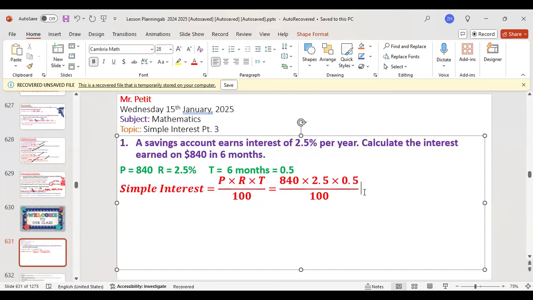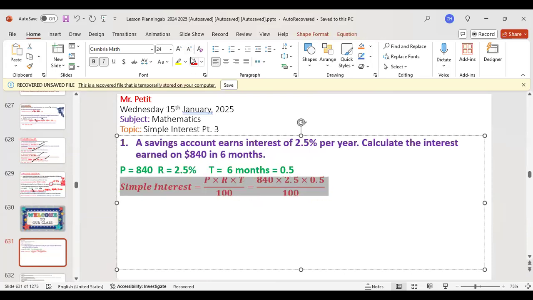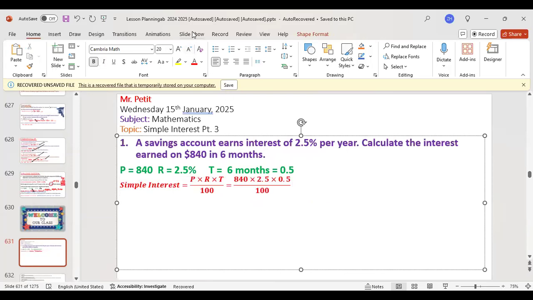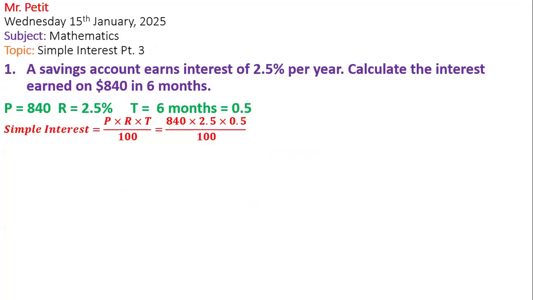Do you all understand this part so far? Let me know, please. Yes, sir. Okay, good. Now the only thing we need to do is cancel. I can cancel out this 0 with that 0. And I can multiply what? 84 by 2.5.